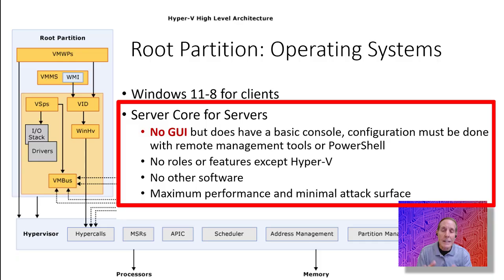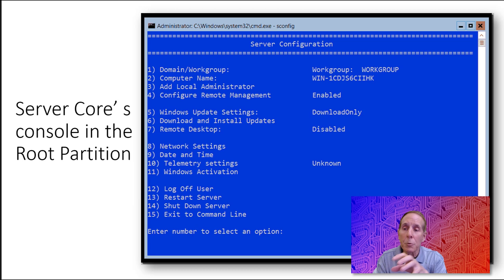When you install server core in the root partition, this is what you get. You basically have a command prompt, PowerShell, and this little console, which allows you to kind of get the server going. And then you have to use remote tools to finish it up.